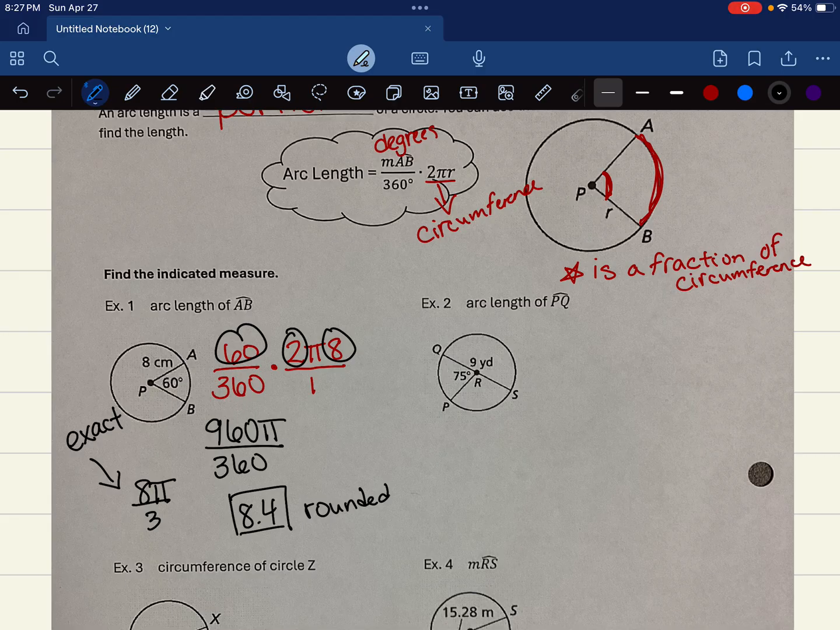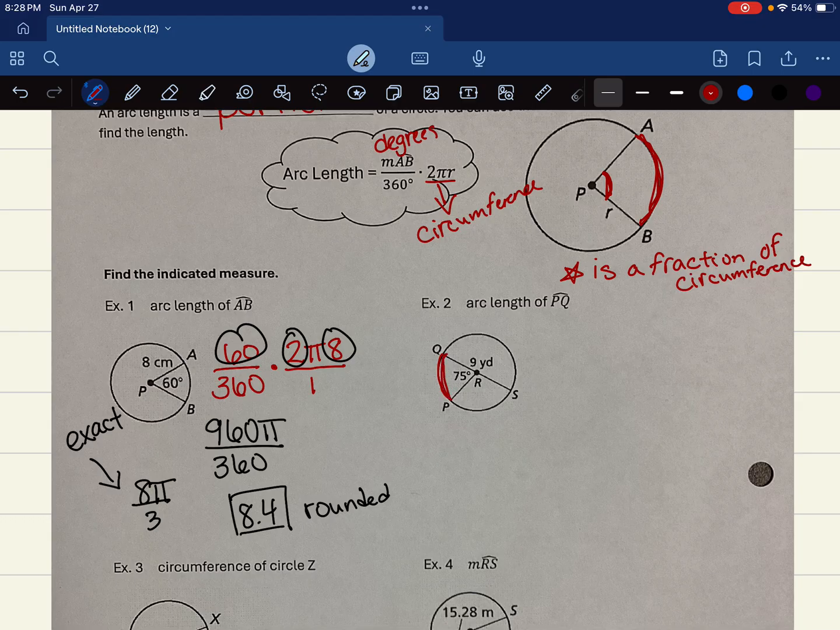Remember, you can use your calculator to help you with a lot of things, but just be careful on how you type that in, okay? All right, same thing on example 2. Example 2 asks you to find the length of PQ. That's this part here, right?